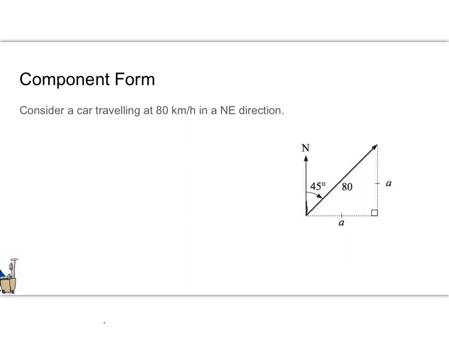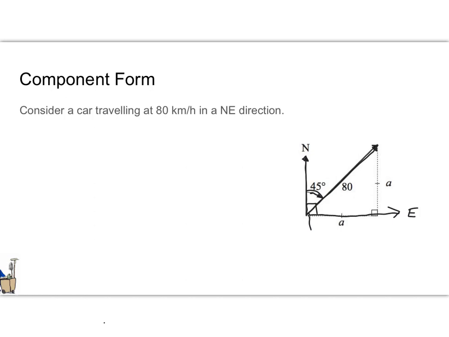So here I have north drawn here, and northeast, this would be east. So northeast would be halfway between those two. And we know this is a 90-degree angle. So northeast is 45 degrees from north. That's this angle here. I've drawn a vector with a magnitude of 80 to represent the 80 kilometers an hour.